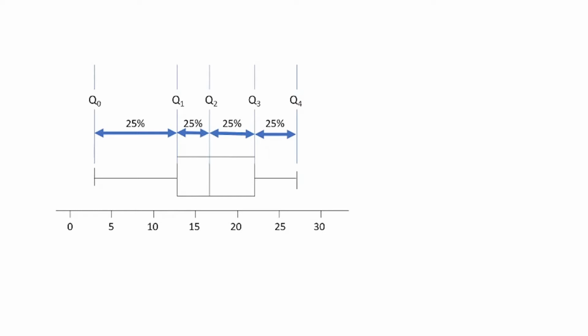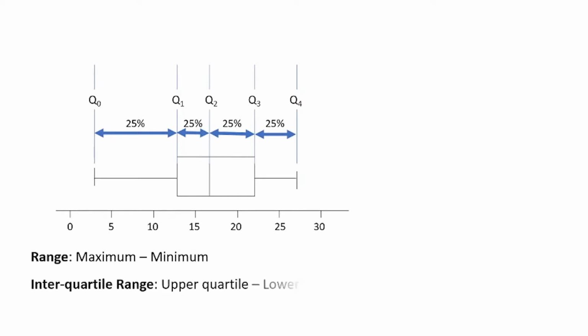Okay, some additional things that we can get straight away from a box plot include the range. We know the range of values because it will be the maximum value minus the minimum value. Q4 minus Q0. And maybe more interestingly, we have the interquartile range, which is the range between the upper quartile and the lower quartile. Q3 minus Q1.